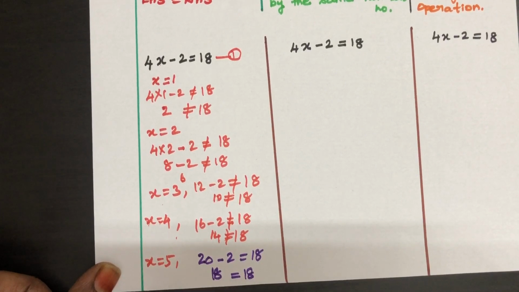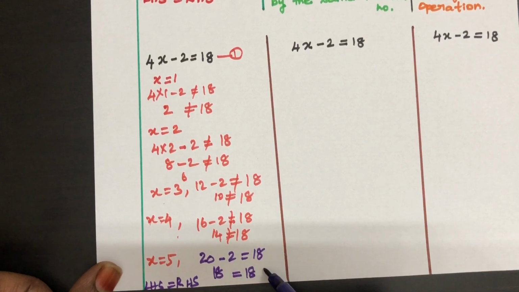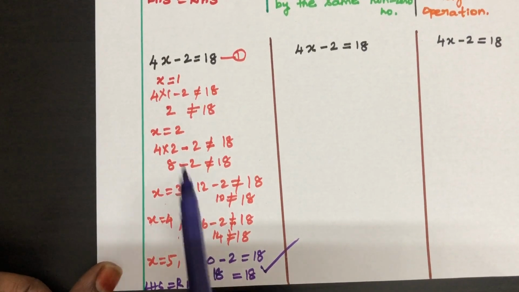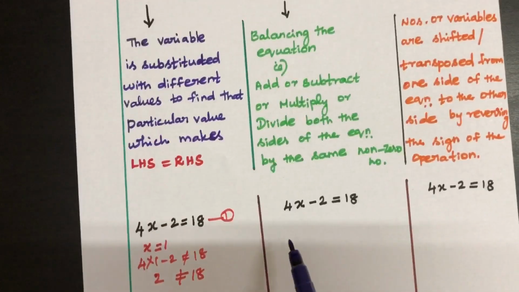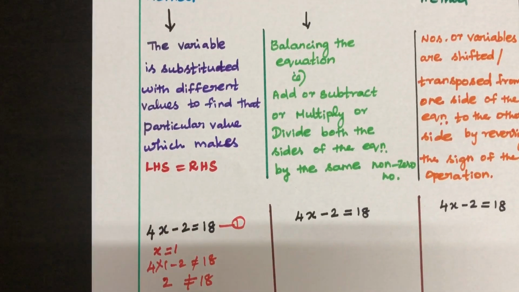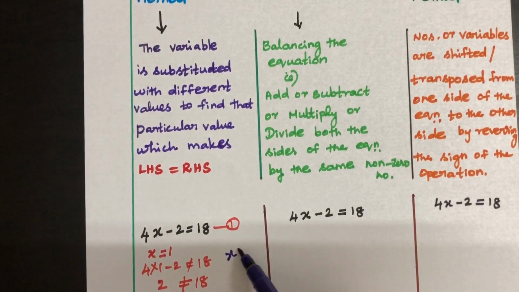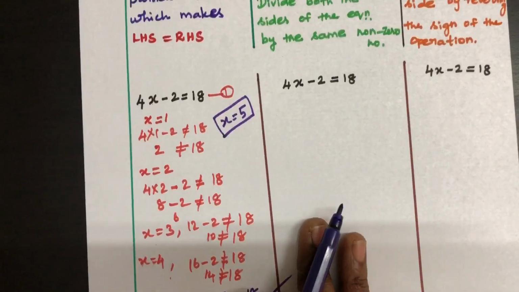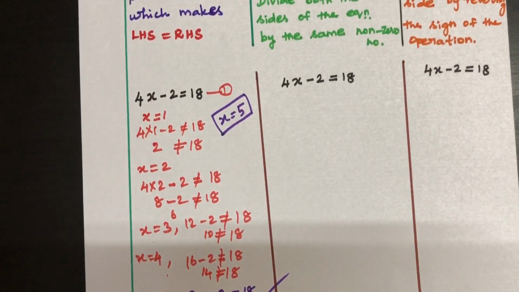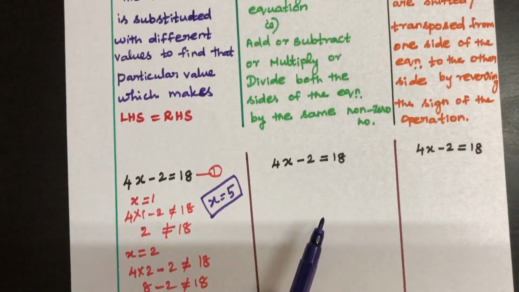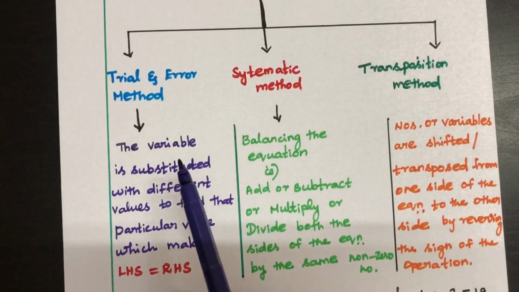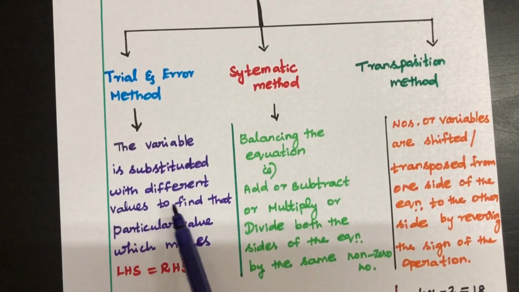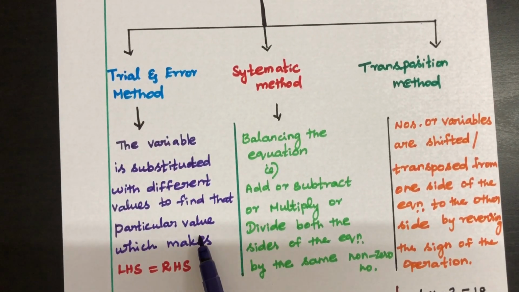18, LHS is equal to RHS. So this is the right method, right? This is correct. So the x value for this equation is the solution. That means the solution of this equation is x equal to 5. So we made these many errors by 5 trials to find the solution. So this is called trial and error method. The variable is substituted with different values to find the particular value which makes LHS equal to RHS.